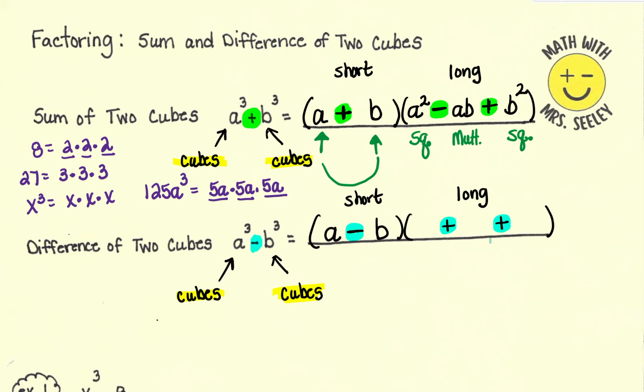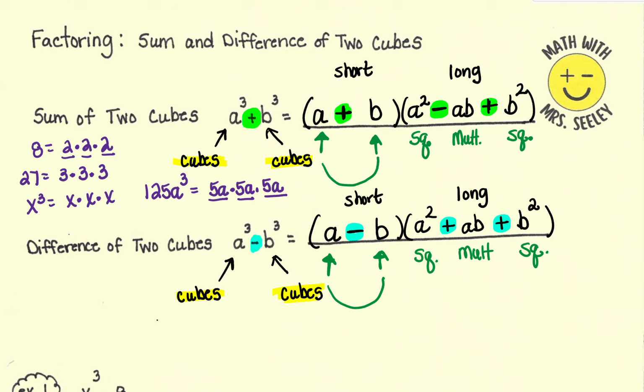Now, the spaces here are filled just like they were up there. You're going to go to your short and square. Then you're going to multiply the two, and then you're going to square again. So I'm going to go to the short and square that to get a squared. I'm going to go to the short and multiply those two together to get ab. And I'm going to go to the short and square that to get b squared.